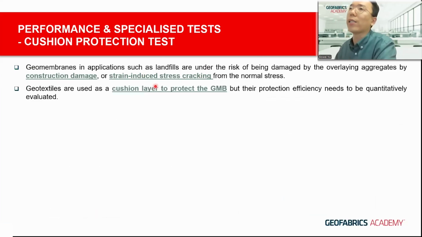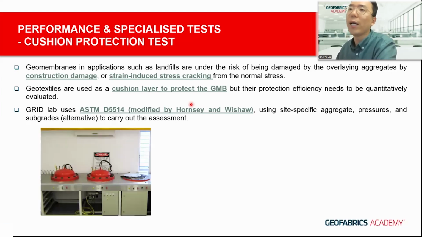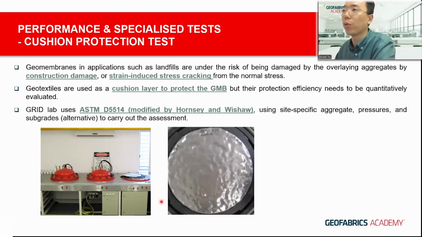And in these cases, geotextiles are often used as a cushion layer to protect the geomembrane. However, their protection efficiency needs to be quantitatively evaluated. Hence, we use a modified ASTM D5514, using the site-specific aggregates, pressures and subgrades to carry out such assessment. And these are the cushion protection equipment we use in the laboratory.